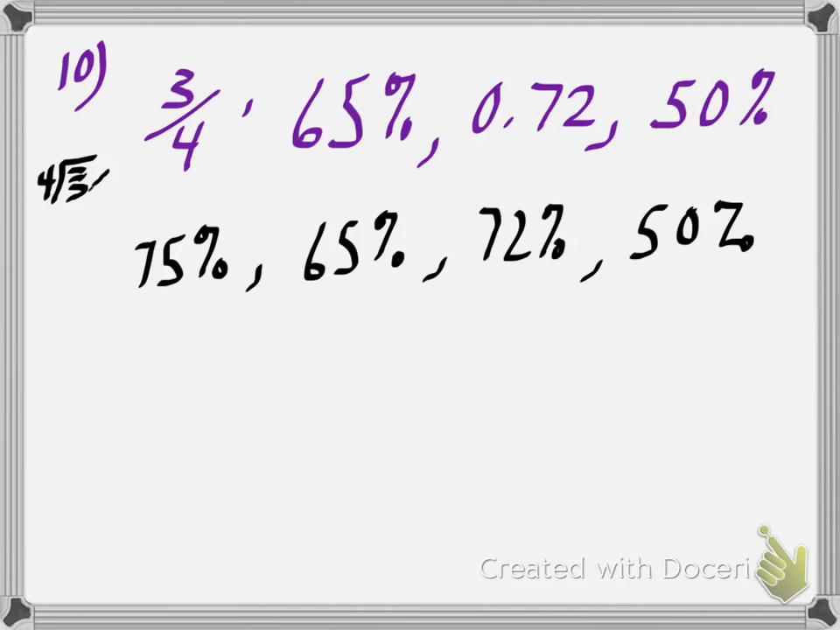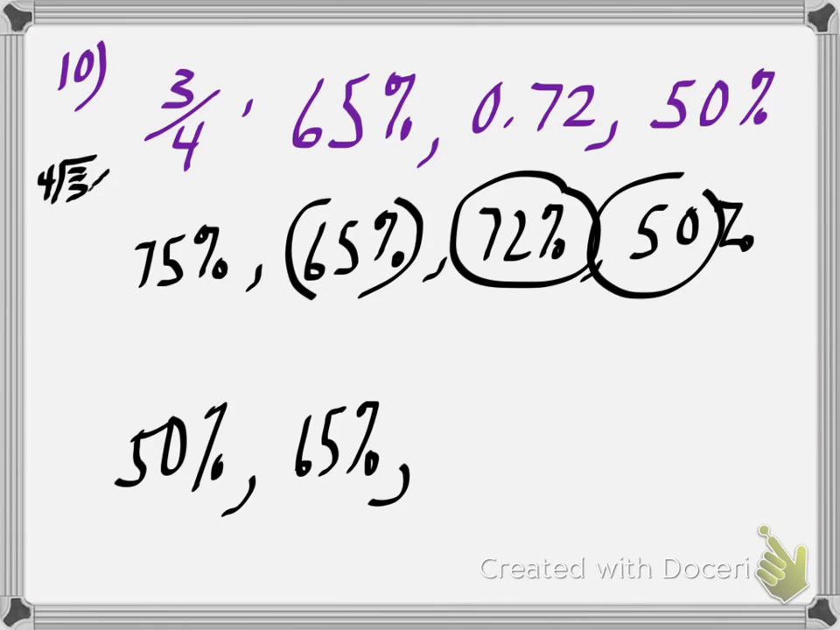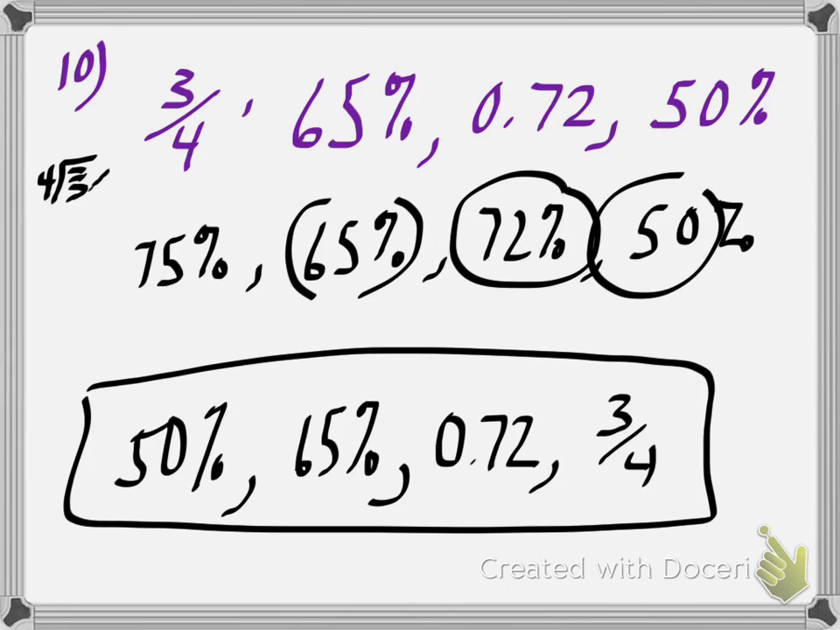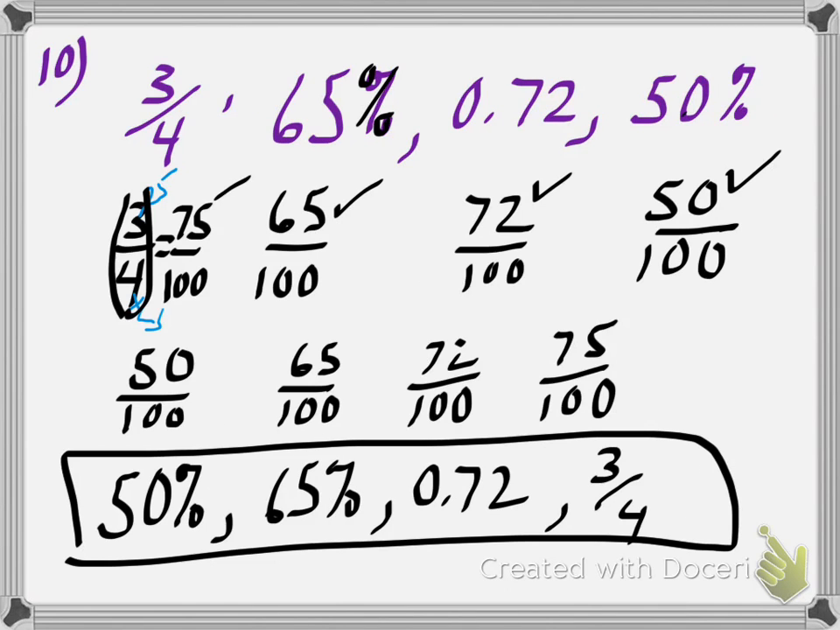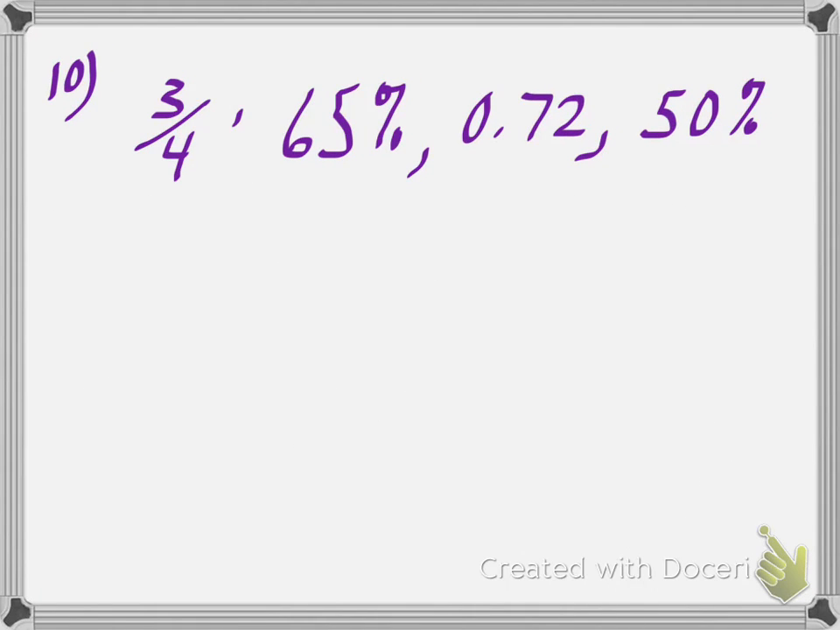So we can see once again, 50 is our smallest, so 50%. Then 65 is next, 65%. Then 72, so 72 hundredths. And then finally 75%, which was 3/4. So once again, we get the same answer. So we first of all turn them into fractions, then we turn them into percents. We could also turn them into decimals.